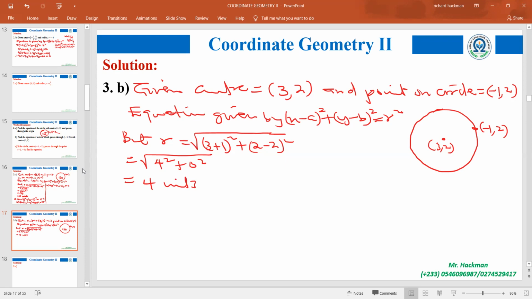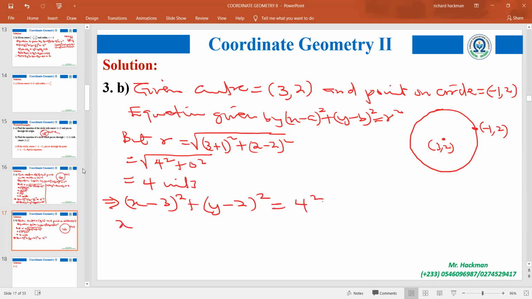Okay, so now this implies I know my r, I know my a, b. So I'll substitute: x minus a, a is what? 3. Okay, squared. And plus y minus b, b is what? 2. Okay, squared. And is equal to your r squared. r is 4, so 4 squared.